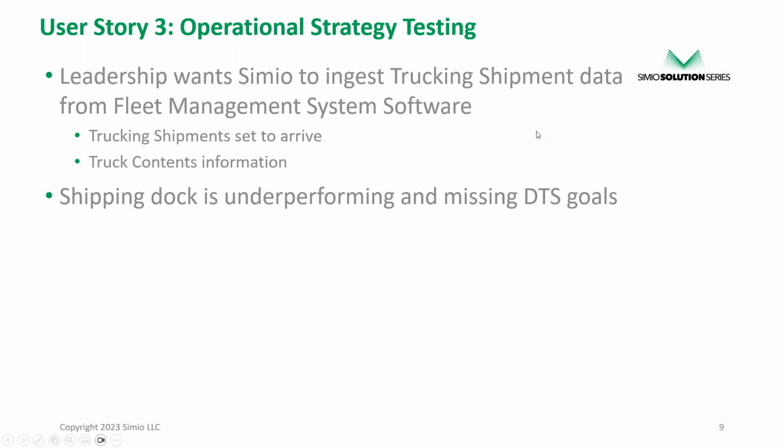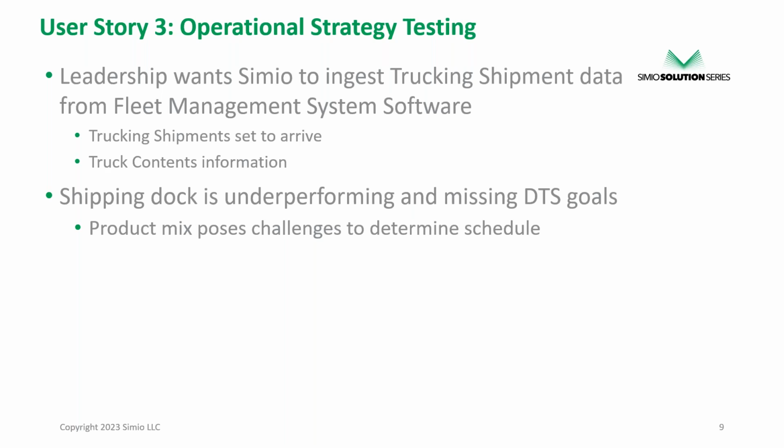And based on what we were seeing previously with our sensitivity, our shipping dock is underperforming. We're missing our dock to stock goals. We need to get better about how we are deciding when our trucks should arrive. And that product mix we've been alluding to is posing challenges to determine the optimal schedule.